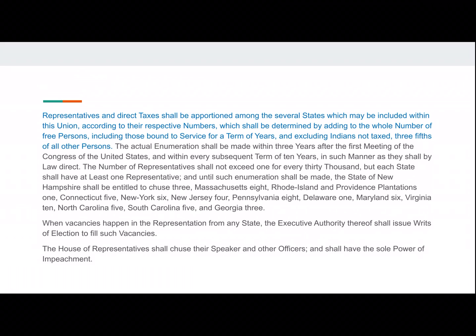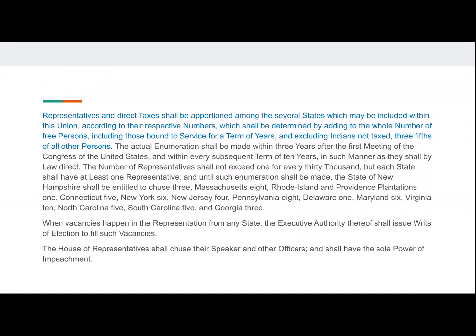The rest of this section is going on to more about the votes. Talks about how many people can be elected and how you choose that. And the part in blue has been redacted, okay, because it talks about excluding Indians and slaves and that type of stuff, and we don't have that anymore.